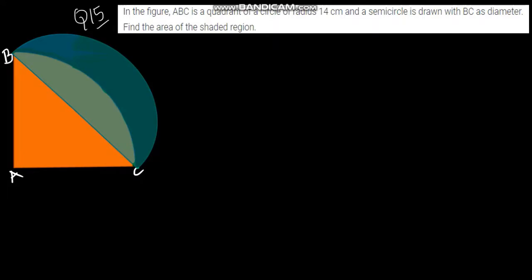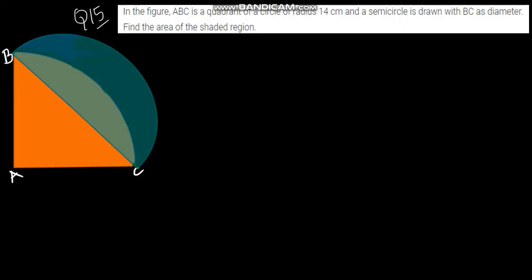Now let's see what is given in question number 15. In the figure, ABC is a quadrant of a circle of radius 14 centimeter and a semicircle is drawn with BC as diameter. Find the area of the shaded region. Now children, try to understand what is given in this particular question.